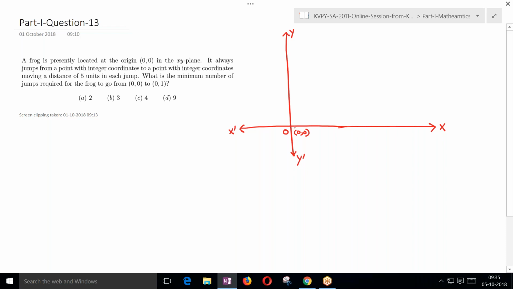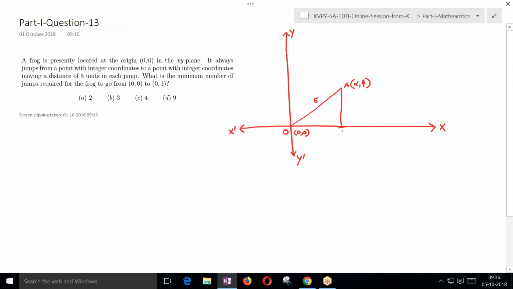That means if the frog jumps from this point to another point something like this, this has to be an integer coordinate. If we consider this point as A, suppose we write the coordinate as alpha comma beta, both alpha and beta have to be integers, and this distance OA has to be 5. Now the question is how we can express 5 in such a way that we get both alpha and beta as integers.